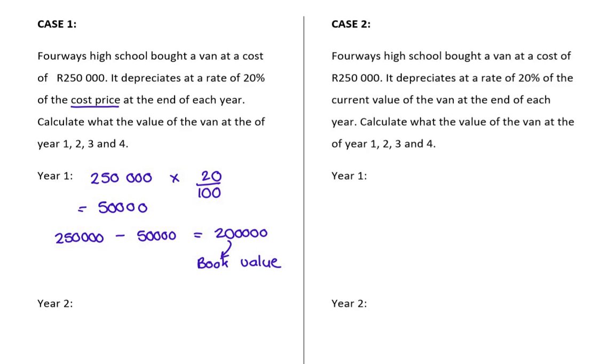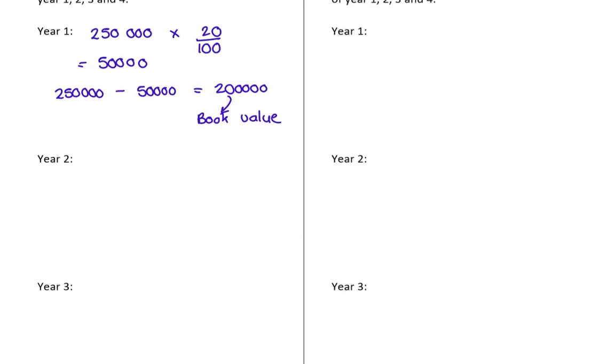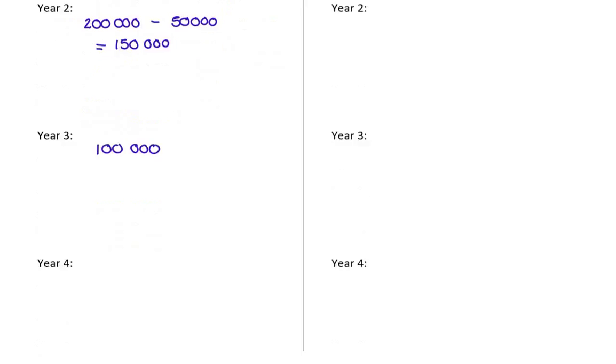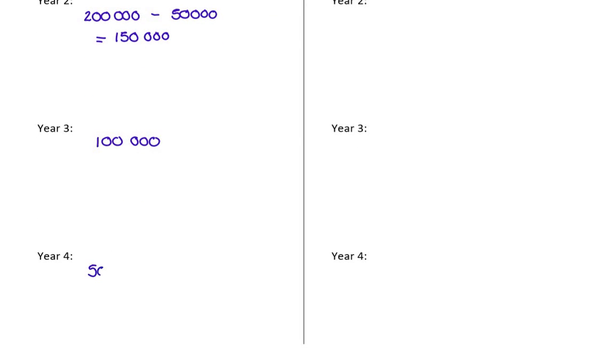Now, if it's depreciating at a rate of 20% each year on the cost price, that means at the end of the second year, it will lose another 50,000 Rand. Because I would have done the same calculation. It's 20% of the cost price every year. So it's exactly the same idea as simple interest. So then it would lose another 50,000 Rand. And at the end of year 4, it would lose another 50,000 Rand. So actually, if I continued on at the end of year 5, it would be worth nothing.